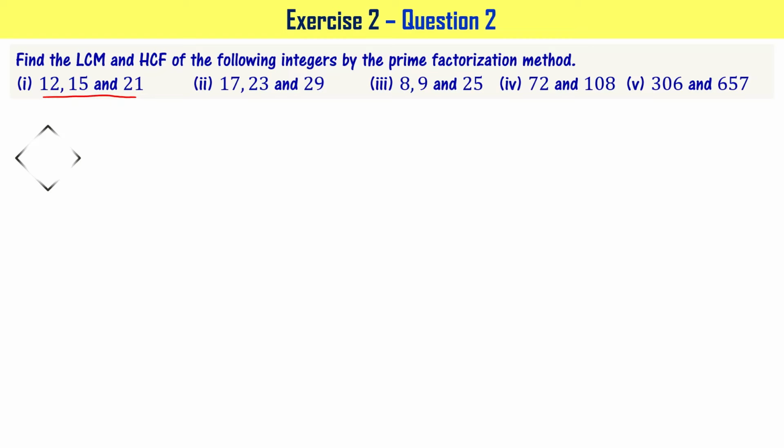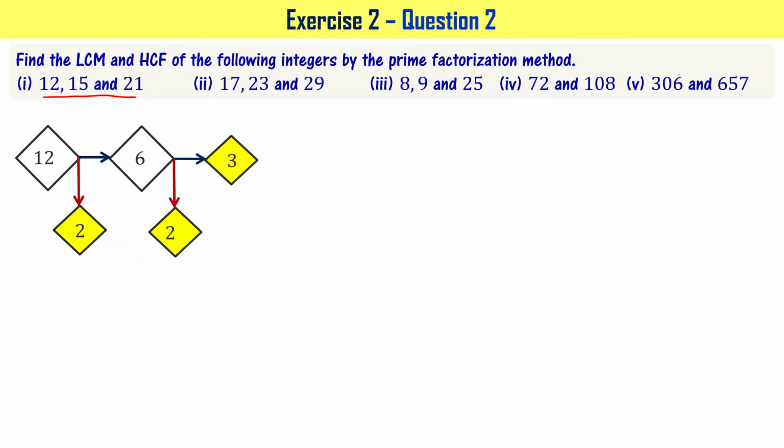So 12 can be written as 2 times 6. Here 2 is the prime number, 6 is the composite number. 6 can be now written as 2 times 3, where both 2 and 3 are prime numbers, right? So let me write 12 as 2 times 2 times 3. That can also be written as 2 square times 3, right?